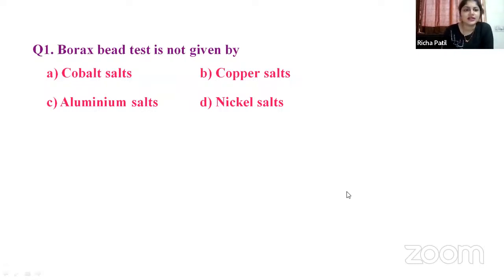Yes, Chandana, Damini, it's correct. It is C, aluminum salts. Cobalt salts produce blue color beads. When you do the borax bead test with cobalt, it gives you blue beads. Copper salts produce sky blue beads. Aluminum salts do not give color; they give a colorless bead. Nickel salts produce yellow-brown beads. So the borax bead test is not given by aluminum salts. The rest all give the borax bead test.